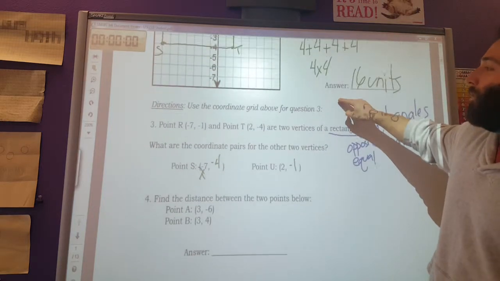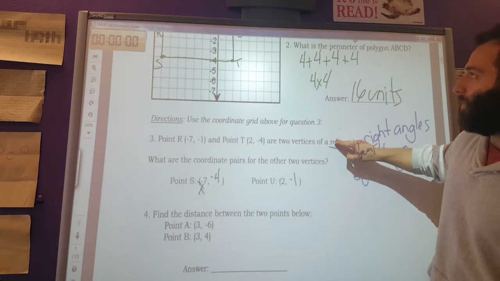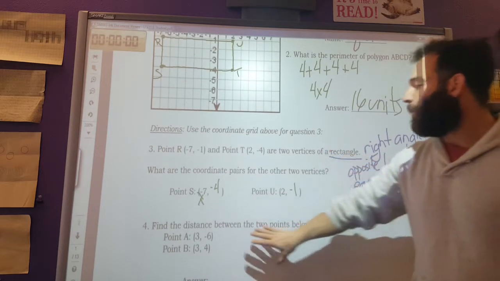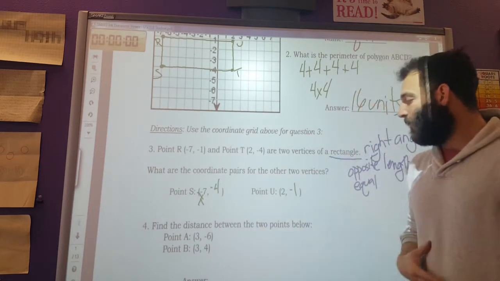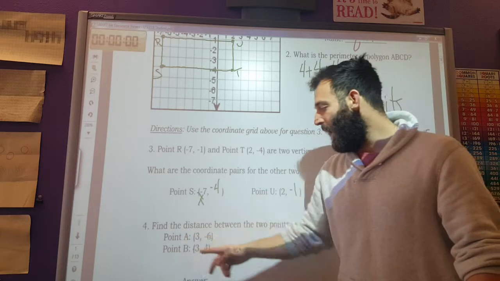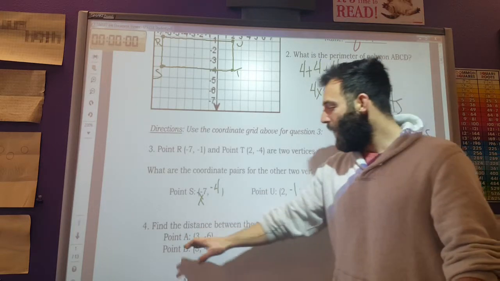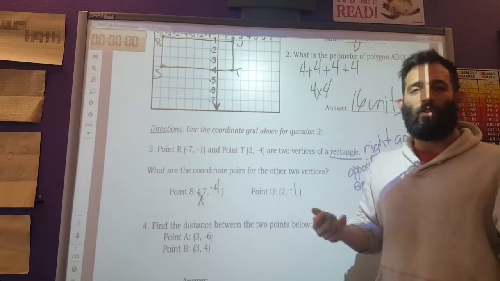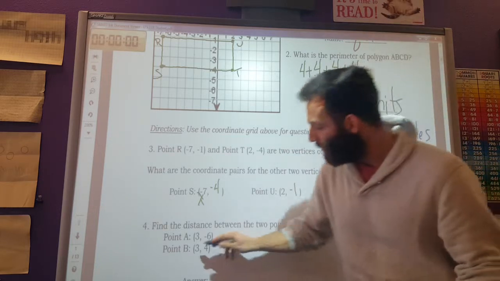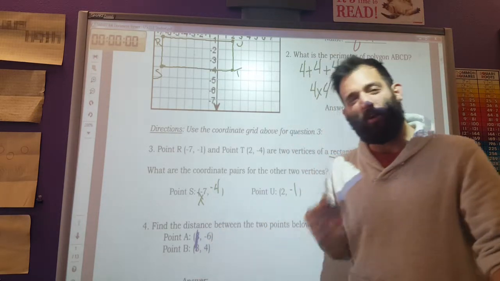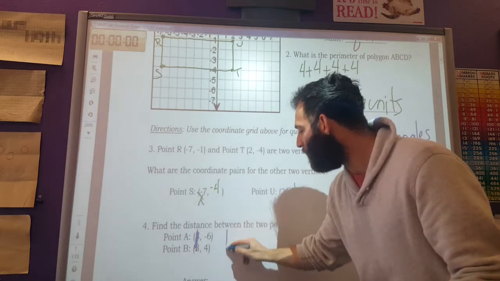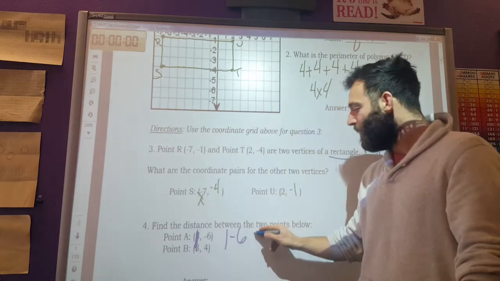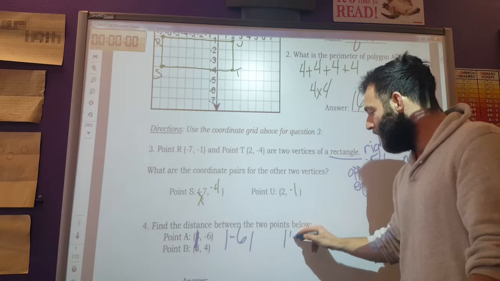Now number 4, I'll leave that up there so you guys can see it a little bit. Number 4 is asking to find the distance between these 2 points. Point A at 3, -6, and point B at 3, 4. Now remember, in order to find the distance, we're going to use absolute value. So I'm going to get rid of the numbers I don't need anymore, and I'm going to find the absolute value of -6 and the absolute value of 4.